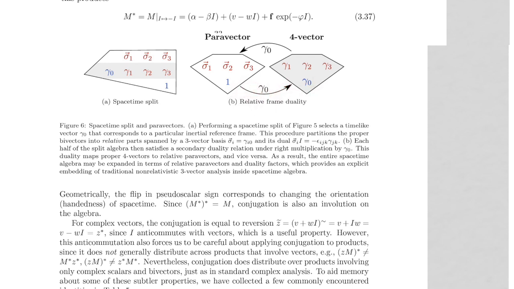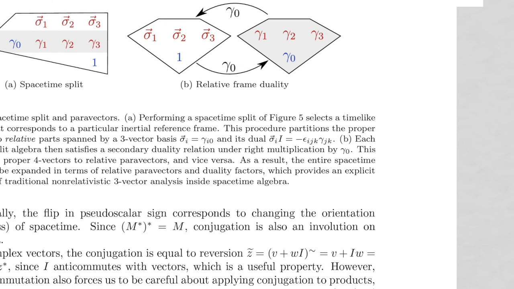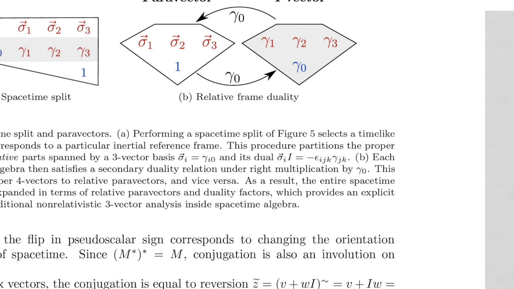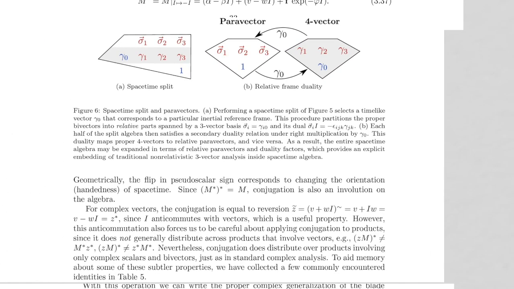And this movement from here to these relative 3 vectors and the scalar is dual by right multiplication. Right multiplication by gamma 0, right? So that's the whole point. And likewise, you go from here to here by right multiplication by gamma 0. And that's obvious, right? Gamma 1 times gamma 0 is the definition of sigma 1. And gamma 0 squared is, in fact, 1, right? So this is a pretty obvious duality.